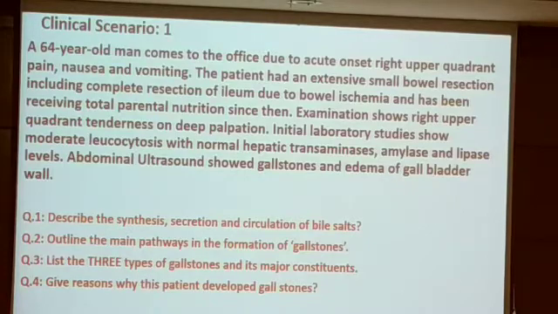Can you read the question? List the 3 types of gallstones and their major constituents. Yes. So first you have cholesterol gallstones, mainly cholesterol, then you have pigmented gallstones with bilirubin, then you can have a mix.